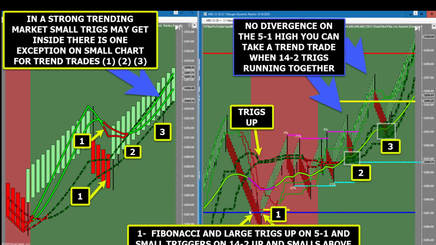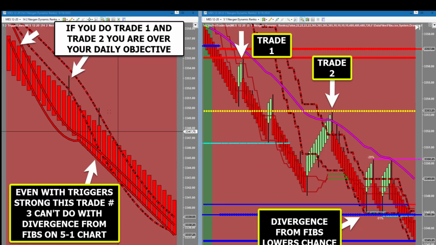So yeah, you may catch the bottom, you may not initially when you're first getting started, but when you get trade number 2 and 3, that's more than your daily goal right there on those two charts. And again, I want you to think about your daily goal. You don't have to catch them all to make your daily goal.